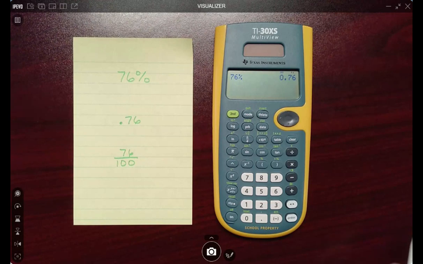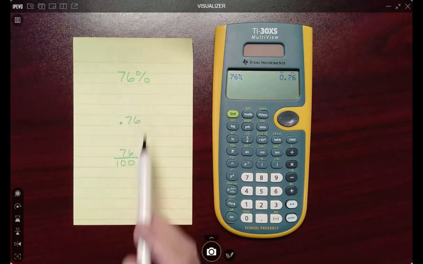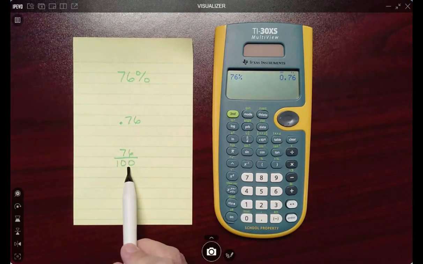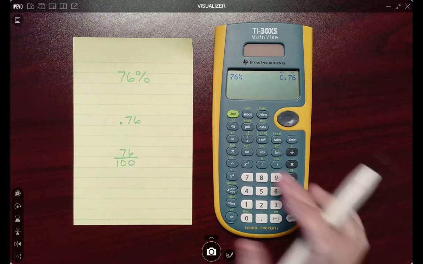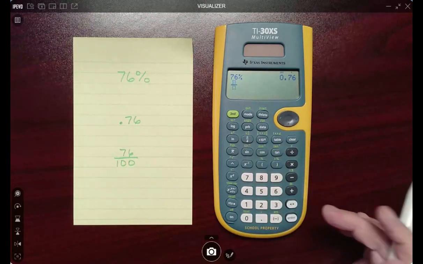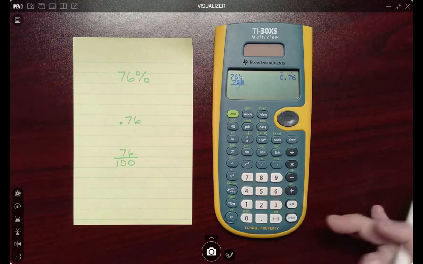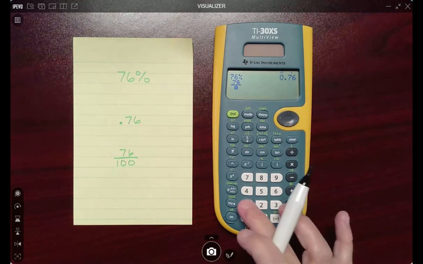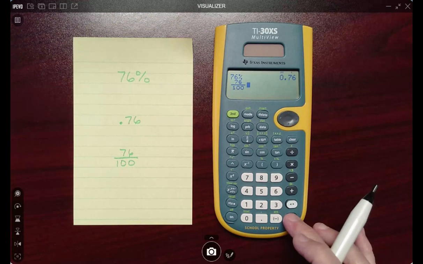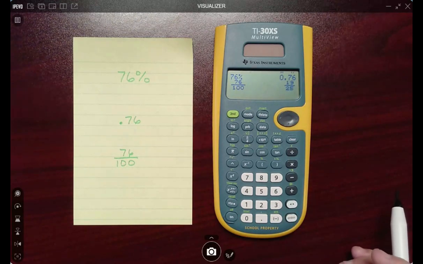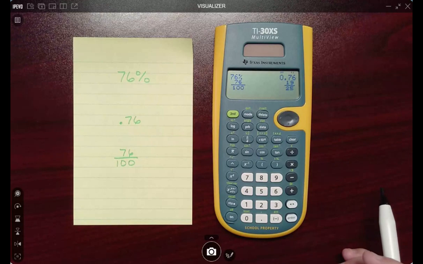To change it to a fraction, we put the percent number over 100. 76% means 76 out of 100. We can hit our N over D button and put 76 on top, move to the bottom, and put 100 on the bottom. Scoot over, hit enter, and the calculator will simplify the fraction to 19/25 for us.